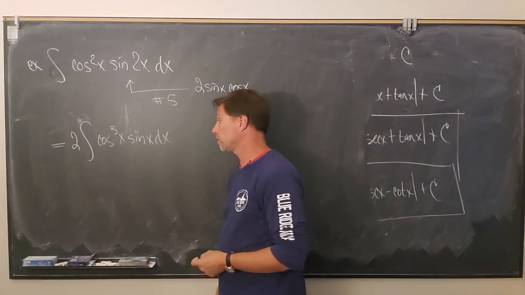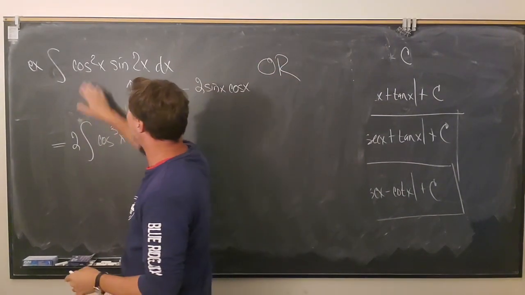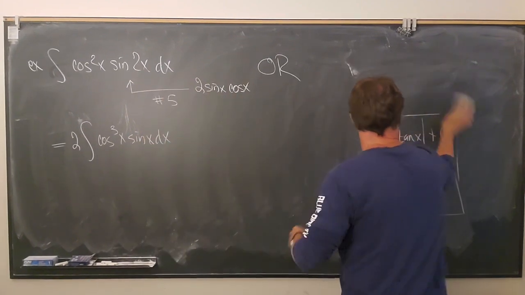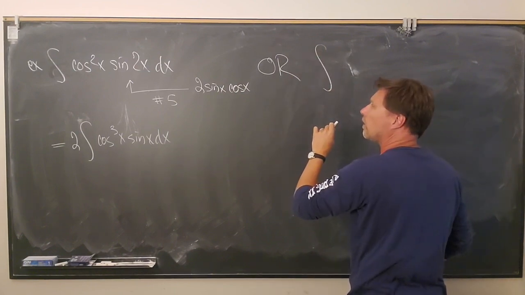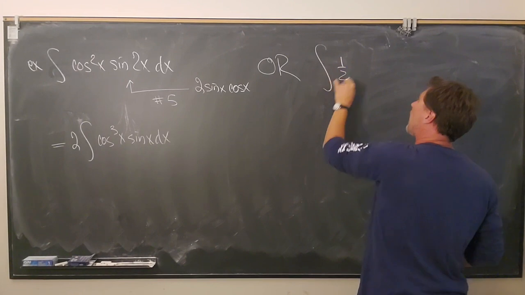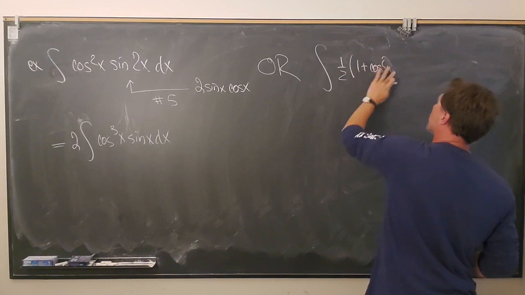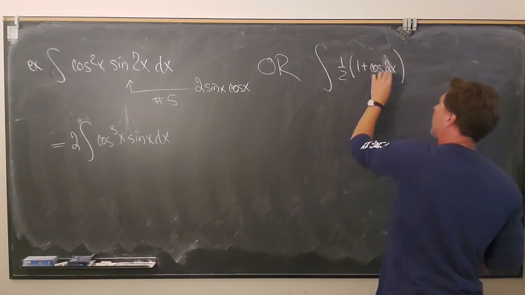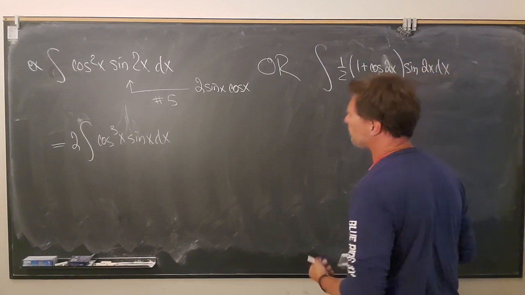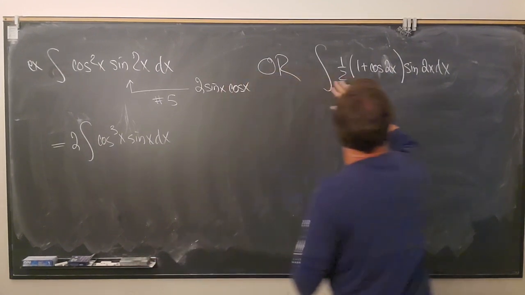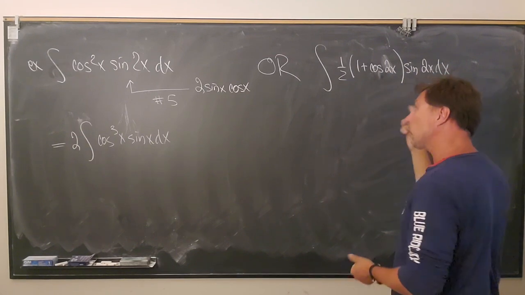Just let u equal cosine. Or maybe you saw, oh, I see a cosine squared there. You could also apply identity number 2. You could write this as 1/2 times 1 plus cosine 2x times sine 2x dx. This is a little less direct. It takes a little bit more work. But then if you multiply this stuff out, you'll have a cosine times a sine. You could set up to do substitution there. So either one of those works.